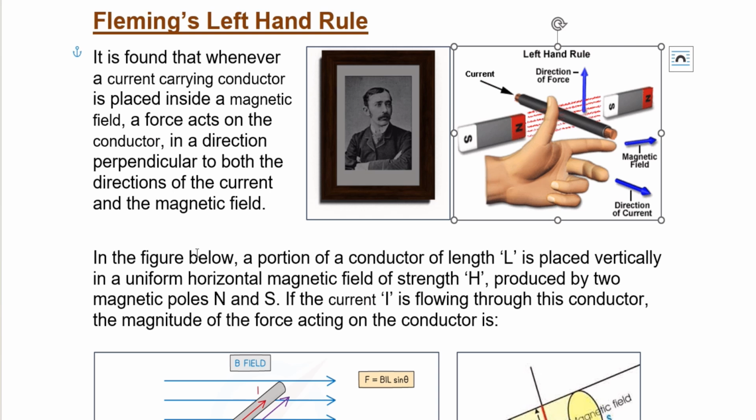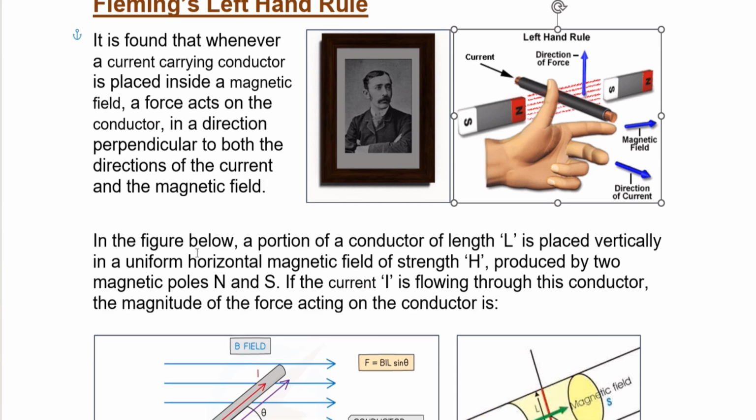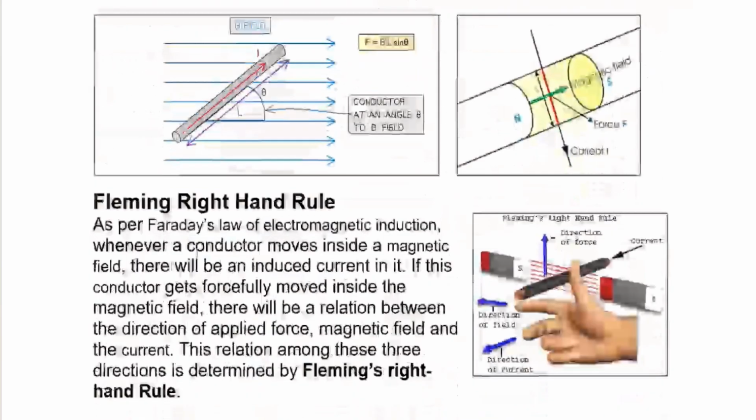Right hand rule gives you the direction of the induced current. Left hand rule gives you the direction of the motion. That is the difference between Fleming's left hand rule and Fleming's right hand rule.